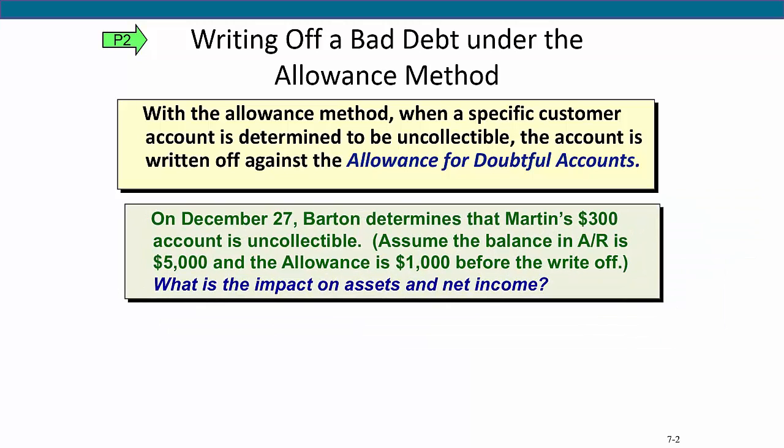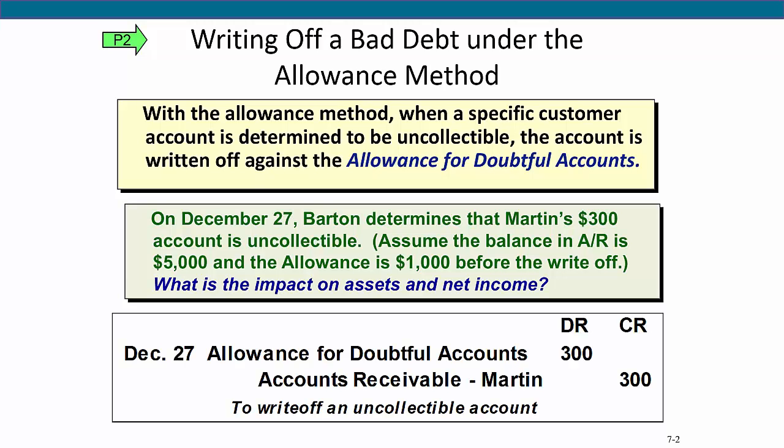Assume that Barton determines that Martin's $300 account receivable is uncollectible. What entry would Barton make? Barton would debit the allowance for doubtful accounts and credit accounts receivable. Notice that because we know the specific customer involved, the customer is identified in this transaction so that we can make the proper entry in the customer's accounts receivable subsidiary ledger.